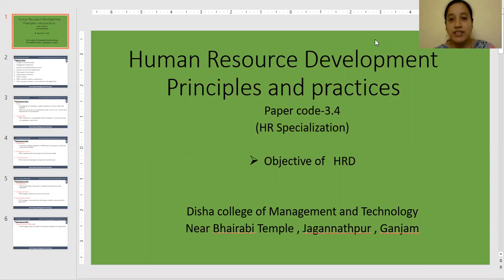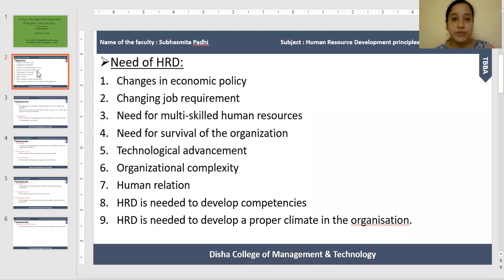As usual, we will start the session with the discussion of our last class. In my last class, I discussed various needs of HRD. So, let me tell all the needs of HRD in a brief manner. So needs of HRD means what? Why is there a requirement of HRD? Why does the organization use various concepts and principles of HRD?